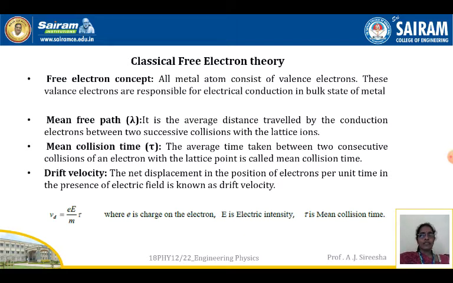That means the net displacement in the position of electrons per unit time in the presence of an electric field is known as drift velocity. Vd is given by eEτ/m, where small e is the charge of the electron, capital E is the intensity of the electric field, or the electric intensity, τ is the mean collision time, and m is the mass of the electron.